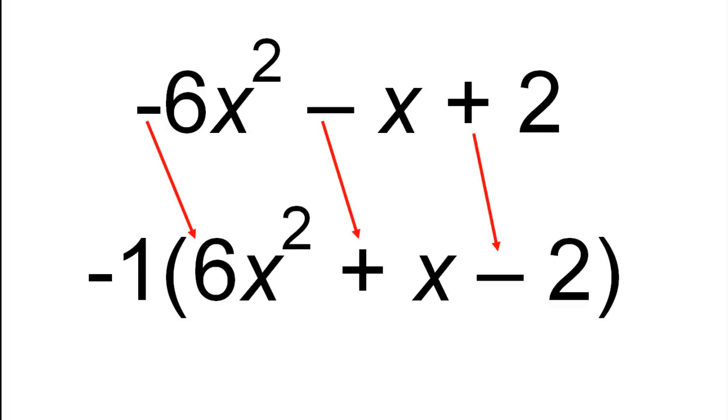Now that has the effect of changing that negative 6 to a positive 6, the minus 1x to a positive 1x, and the plus 2 to a negative 2. So it changes all the signs inside that set of parentheses.